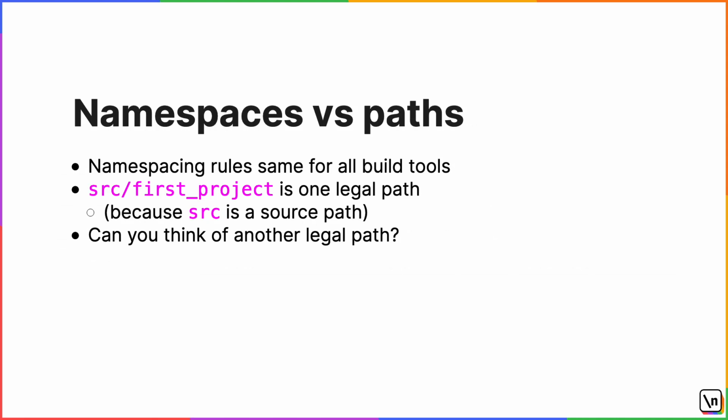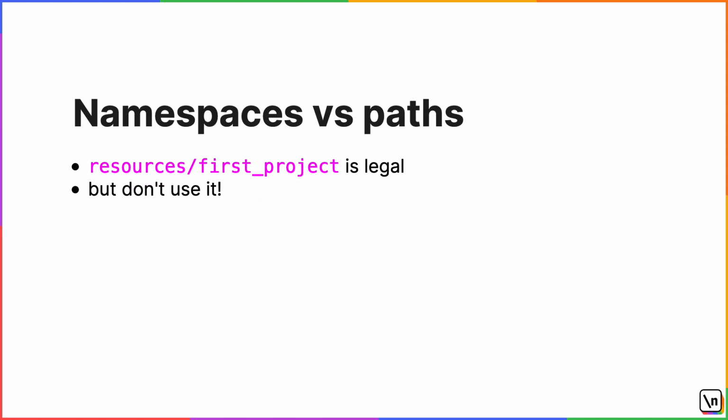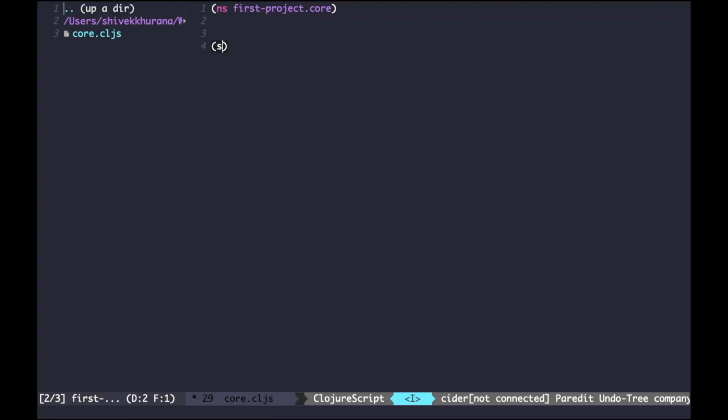The namespacing rules are common for all build tools. Since namespaces expect a file to exist on a particular path, can you think of another location that is a valid path for firstproject.core? If you thought resources/firstproject/core.cljs, you are right. The build tools just need the code to be available on the source path. Since resources is a source path, Shadow won't complain. However, this will break the convention of using the src directory for source code and confuse everyone on your team, so please don't do it.